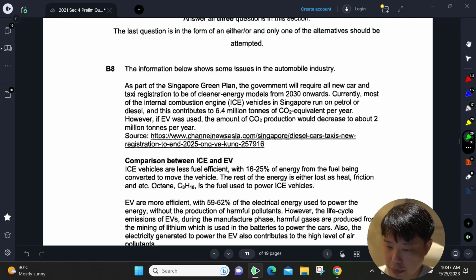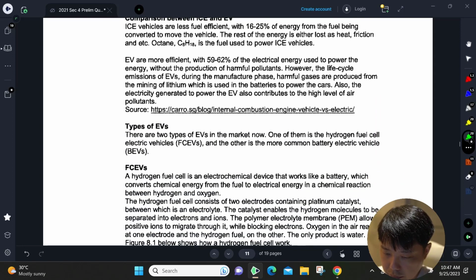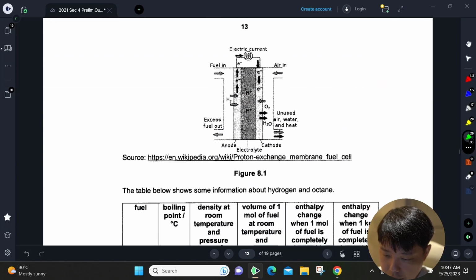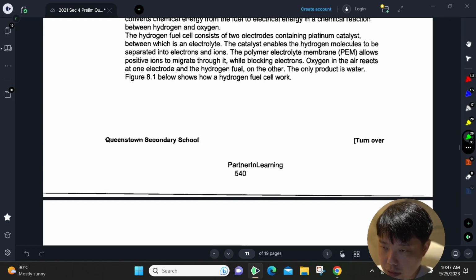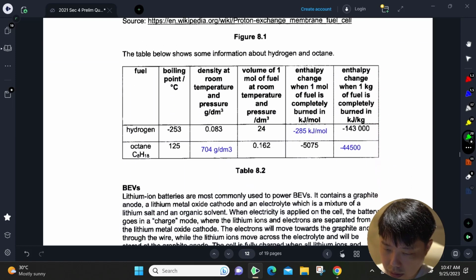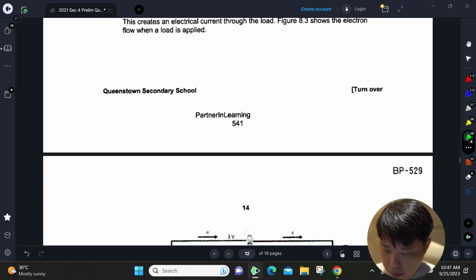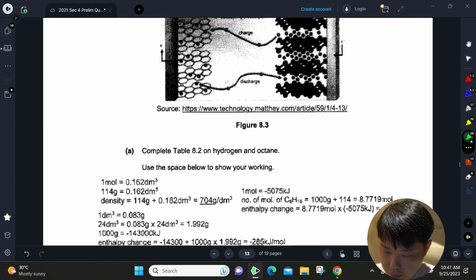Alright, so we are coming to section B. This part here is on the electric vehicles. You can read all of this. This is a diagram showing a hydrogen fuel cell. How does it work? Then we are given a table here with obviously 3 blanks that I've just filled up. This is a diagram for the lithium-ion battery.